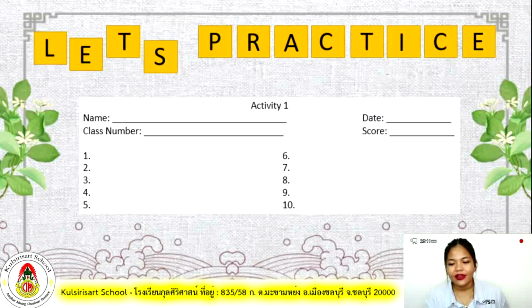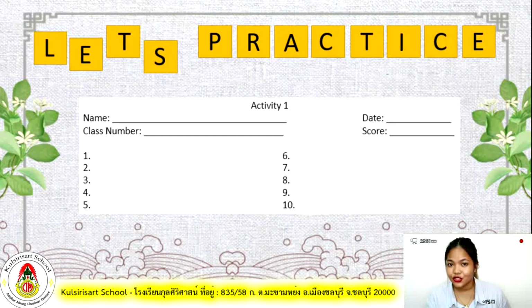Okay, now let's practice. What I want you to do is grab your yellow book and write there at the uppermost part, activity 1. Write your name, class number, the date today, and your score. And number it 1 to 10. For this practice, I will give you the questions and we will answer them all together during our Zoom meeting. So let's start.